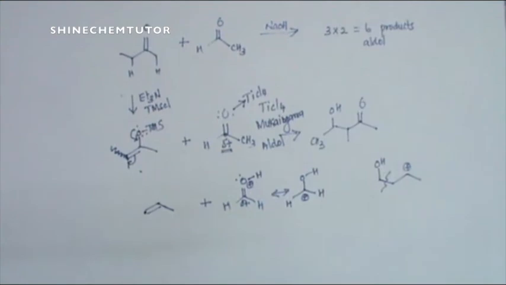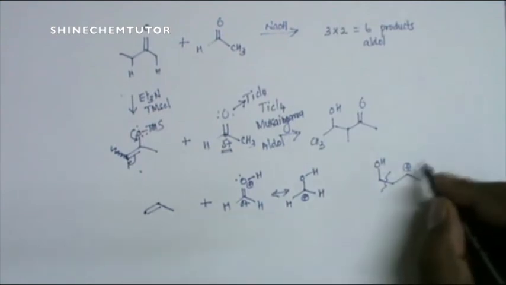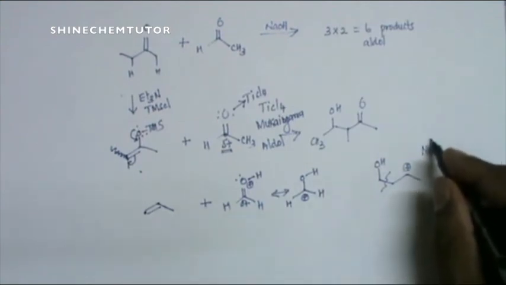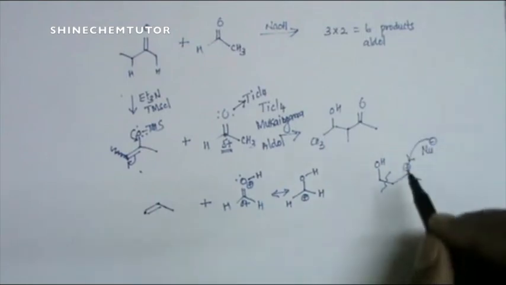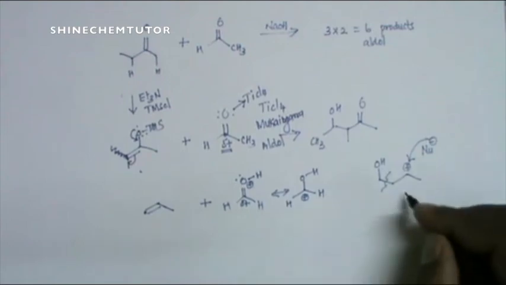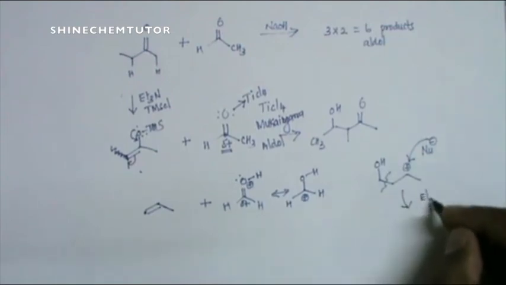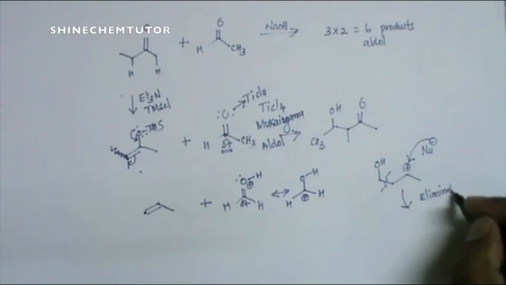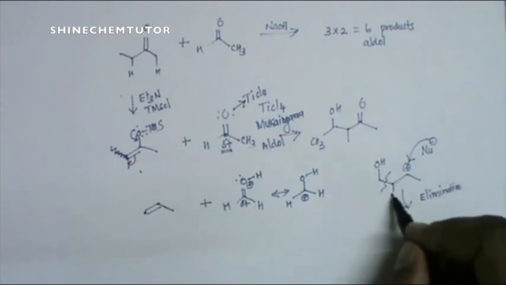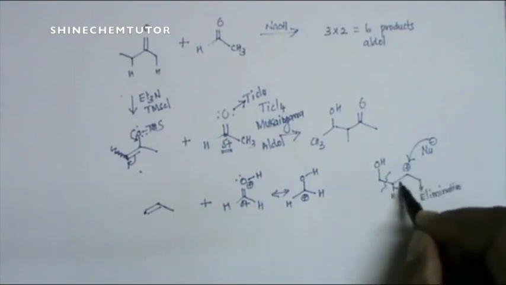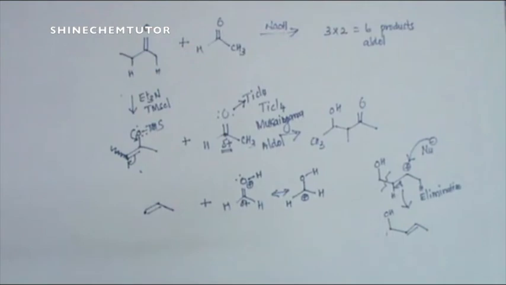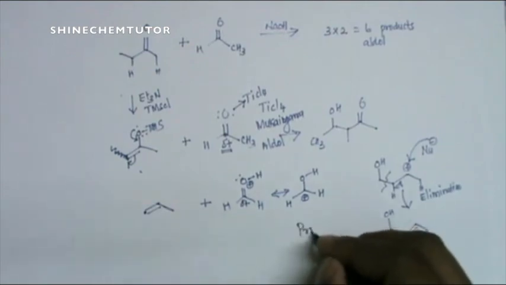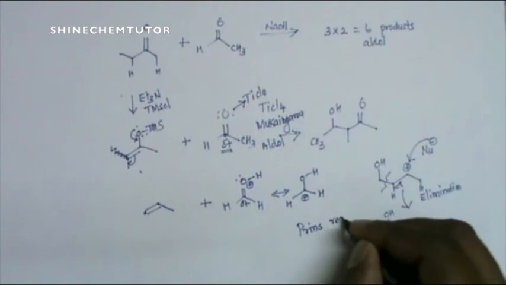CH2OH. Further, it can be attacked by a nucleophile. That is one possibility. If you have done the reaction in water, you will get OH here. Or it may undergo elimination. This hydrogen or this hydrogen will go like this. We will get allyl alcohol. So basically, it is known as the Prins reaction.